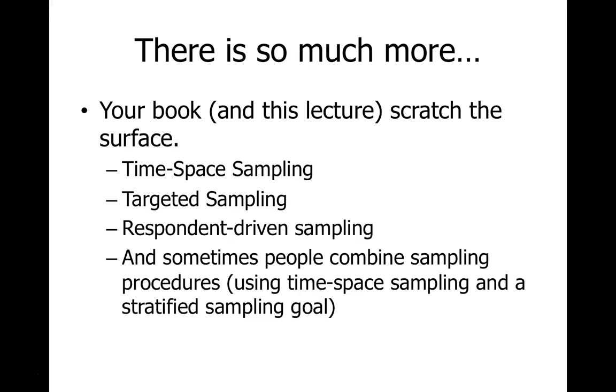And a lot of times people combine sampling procedures. So for example, using time-space sampling and a stratified sampling goal. So we used time-space sampling and wanted to make sure we got a certain number of people from each age category, racial and ethnic group, relationship status, etc.